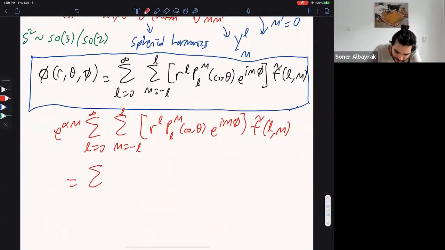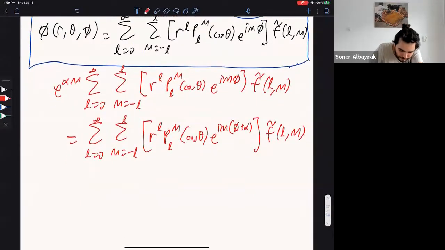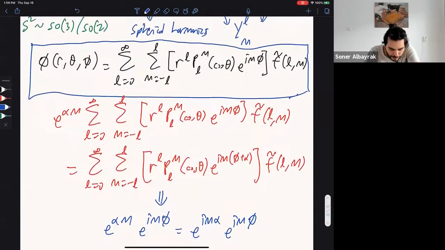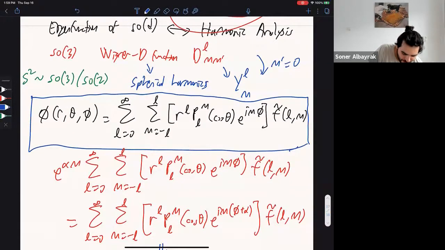Which is the integral from 0 to infinity of the expansion in L and M, P_L^M of cosine theta, e^{i m phi plus alpha}, F tilde_{L M}, which means e to the i m alpha times e to the i m phi. Oh, sorry. There are two m's now. It may be confusing.